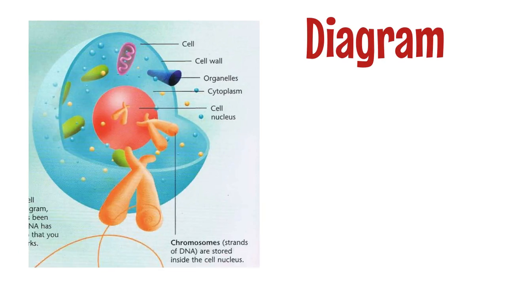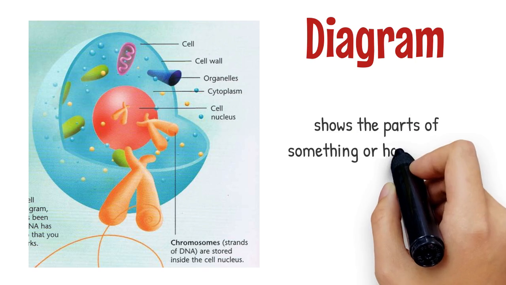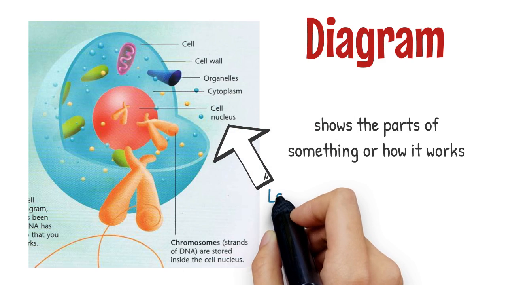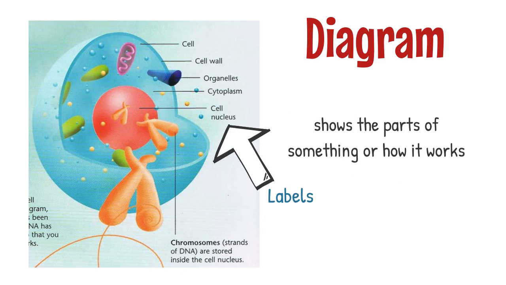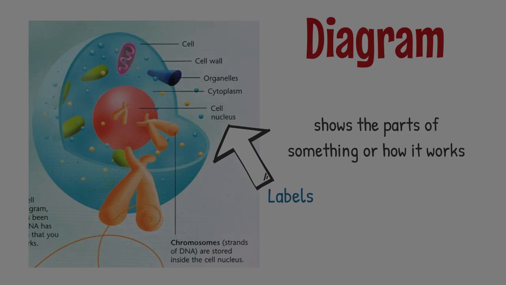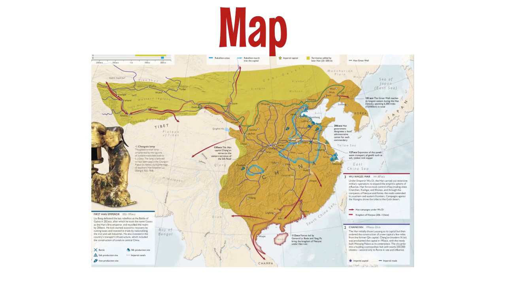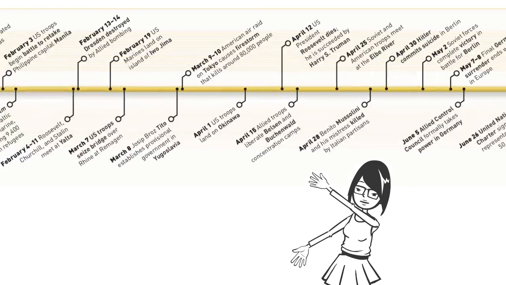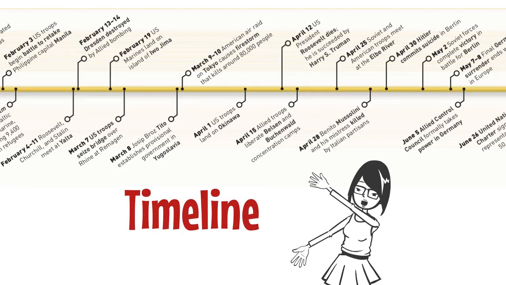A diagram is a simple drawing that shows the parts of something or how it works. Diagrams have labels that tell you what each part is called. Some nonfiction materials have maps. A map shows where something is located. A timeline shows the order of when things happened. Timelines are often used with historical events.